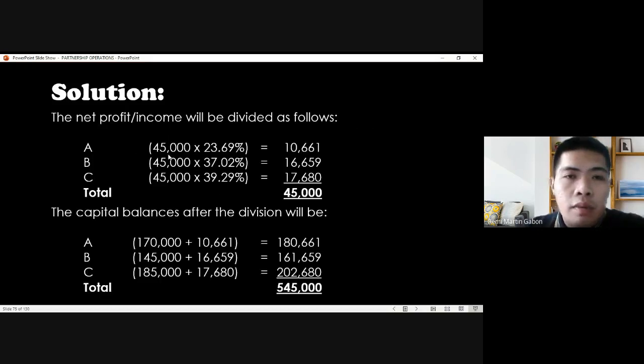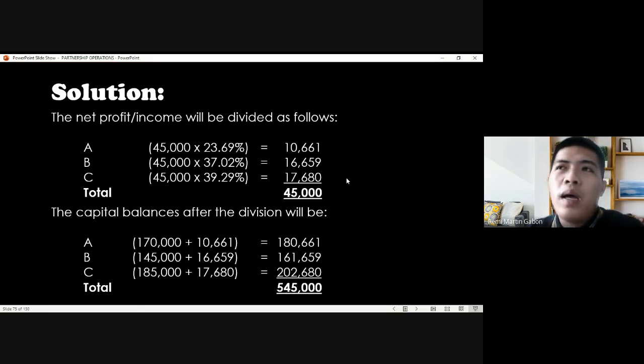Then for the distribution of the profit, for A we have 10,661. Then for B we have 16,659, and for C we have 17,680 for a total of 45,000. Then the capital balances after the profit distribution, we have 180,661 for A, 161,659 for B, and 202,680 for C, for a total of 545,000.